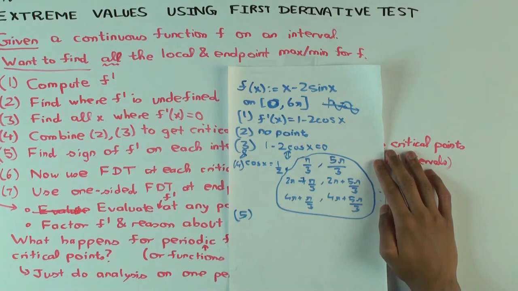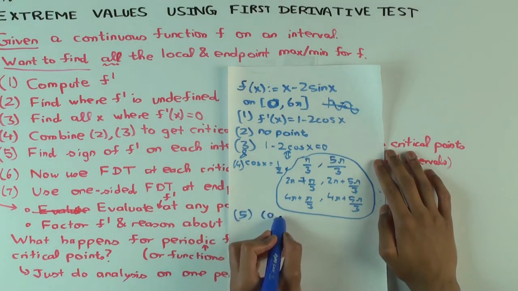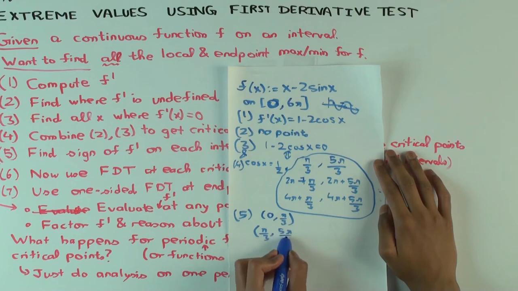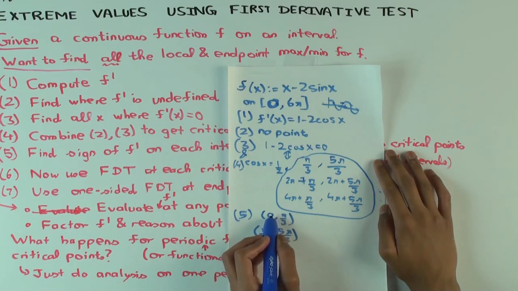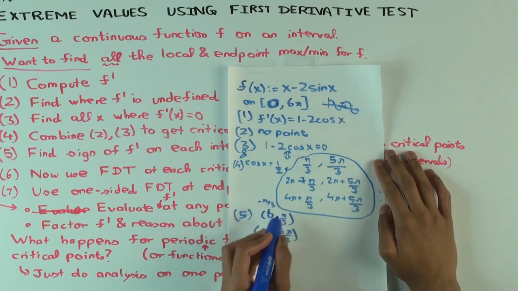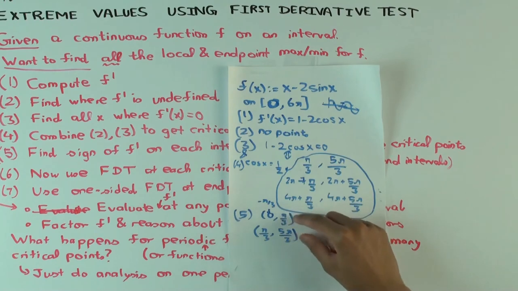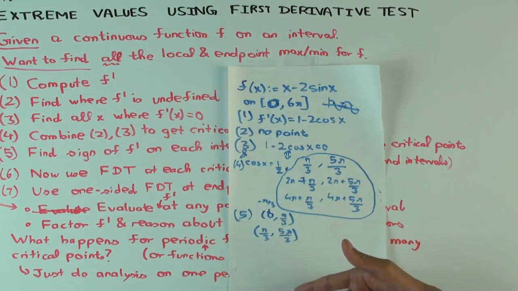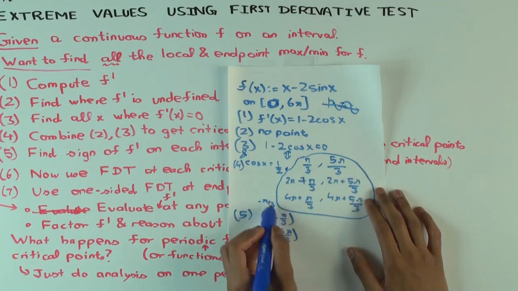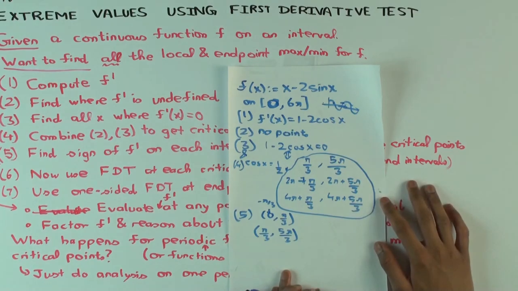Now step 5 is determining the sign of 1 minus 2 cosine x, whether it's positive or negative, on each of the intervals. So what are the intervals we have? We have 0 to pi over 3, pi over 3 to 5 pi over 3, then 5 pi over 3 to the next one. The 0 to pi over 3 interval you can think of as being from the previous one, which is not included, from negative pi over 3 to pi over 3. Once you found these two answers, it just repeats according to the same pattern. So what's the sign from negative pi over 3 to pi over 3?